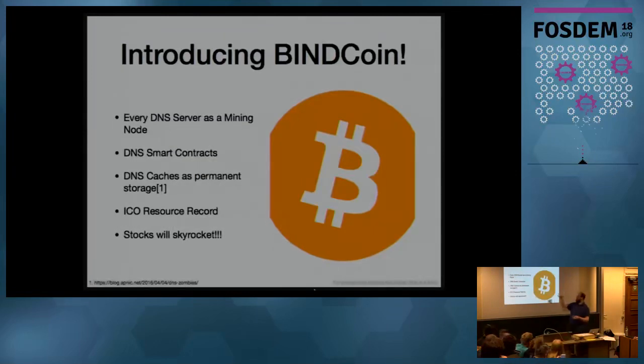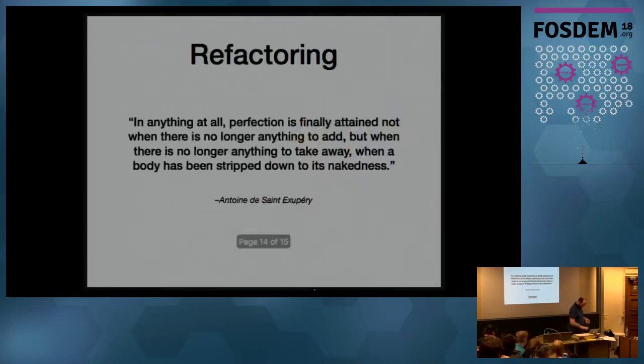So this is the main feature. Every DNS server will be a mining node, and this is called DNS smart contracts, and as you know, the DNS cache is a permanent storage. If you haven't seen it, there's a link for Geoff Huston's presentation about the zombies in DNS, and the ISC stocks will skyrocket, of course, if I show you this slide. This is of course a joke for the record. Already bought the buying company.